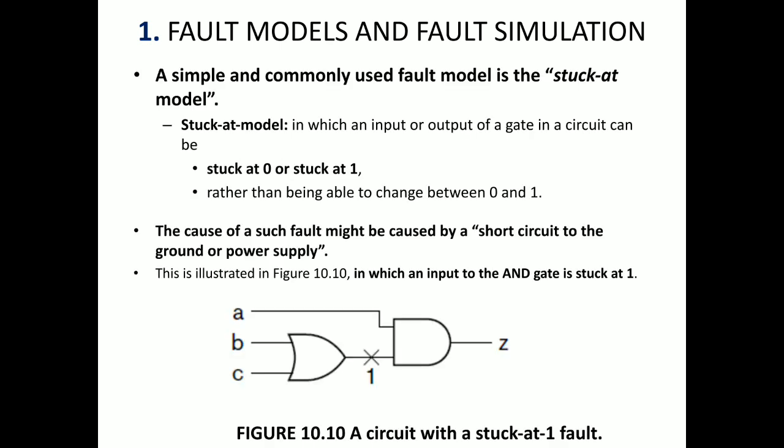A simple and commonly used fault model is the stuck-at model. Stuck-at model means any input value or output value or any internal node, which is supposed to give some correct output, but somehow due to some wrong description or some signal integrity effects or other effects, is stuck at only one value all the time. The node is supposed to change values, but it is stuck at some value for all the time period. It may be stuck at 1 or stuck at 0.